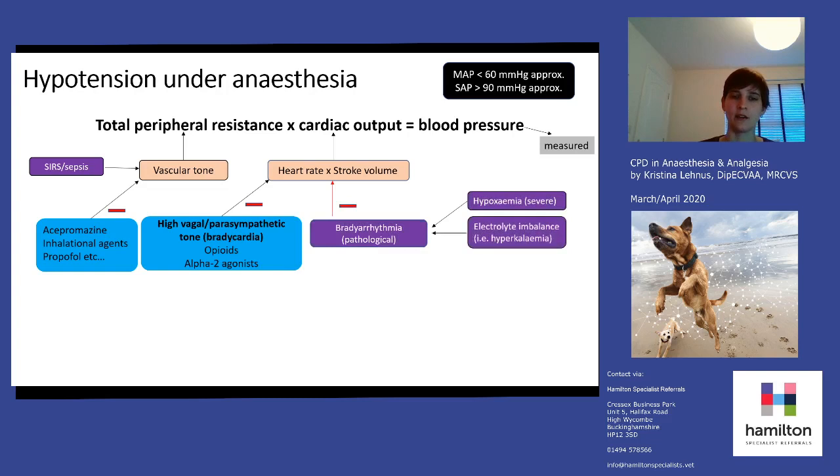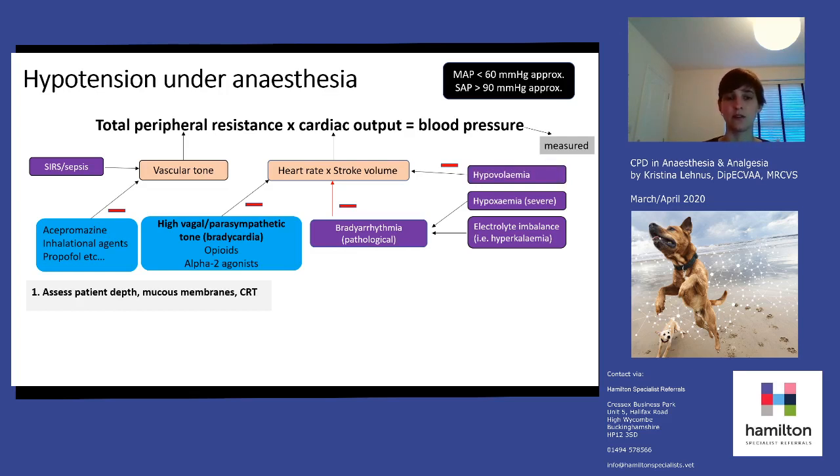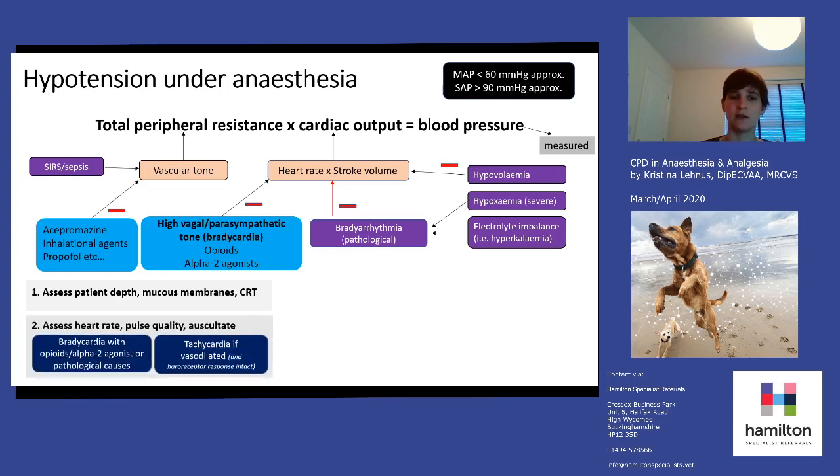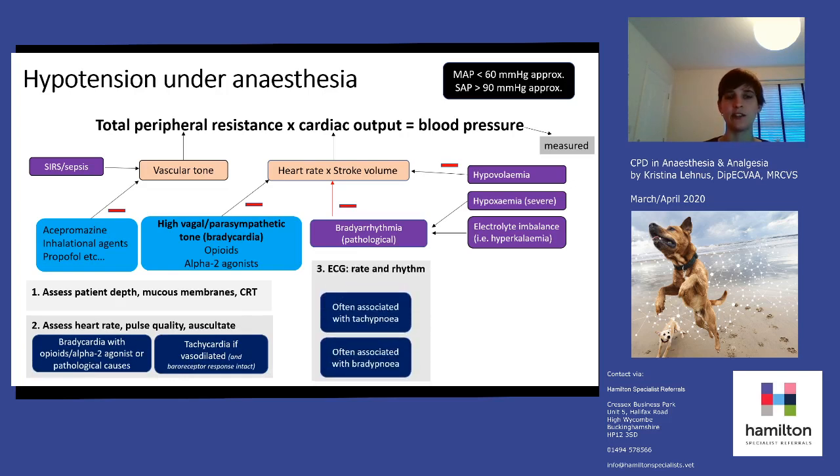We can then have pathological bradyarrhythmias, for example with severe hypoxemia or electrolyte imbalance like hyperkalemia. And then hypovolemia will of course affect stroke volume. If there's nothing to pump, then the blood pressure is going to go down. So once again, assess your patient depth. It's the easiest and quickest thing to do. Assess your mucous membranes and the capillary refill time, the heart rate, the pulse quality, and auscultate the chest. Look at your ECG rate and rhythm to assess for arrhythmia, and assess your electrolytes.